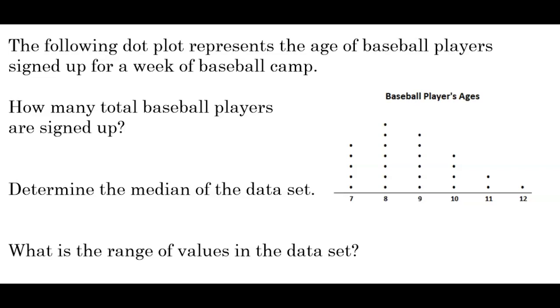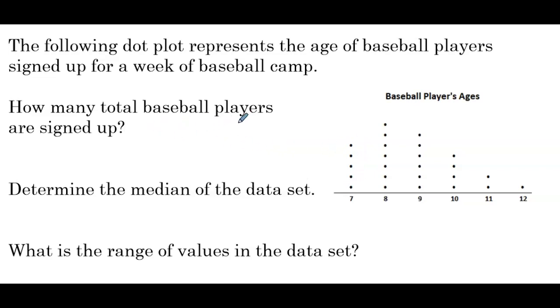exactly what they sound like. It is a representation of the data where we use a dot to represent each data point. So the following dot plot represents the age of baseball players signed up for a week of baseball camp. We can see on the horizontal axes, we have 7, 8, 9, 10, 11, 12. Those are the ages. And then we have a dot to represent each player.